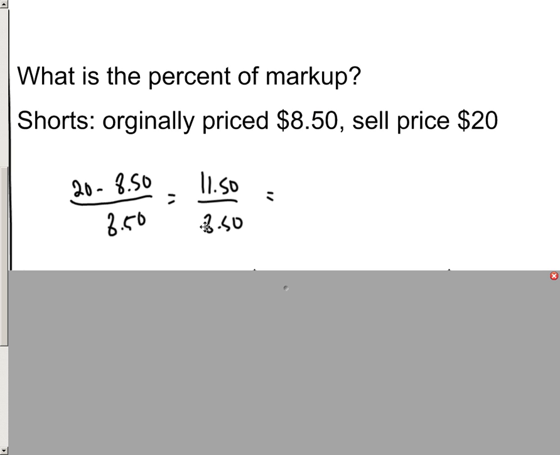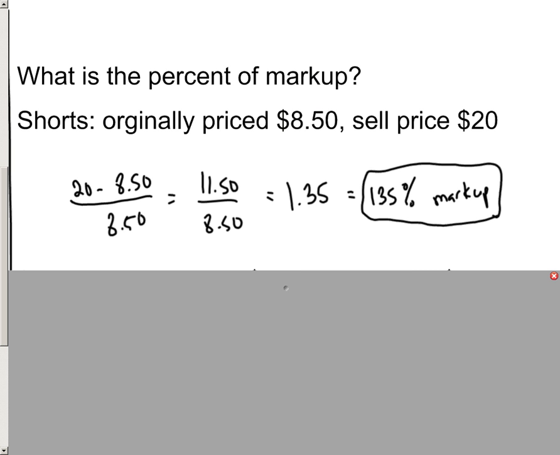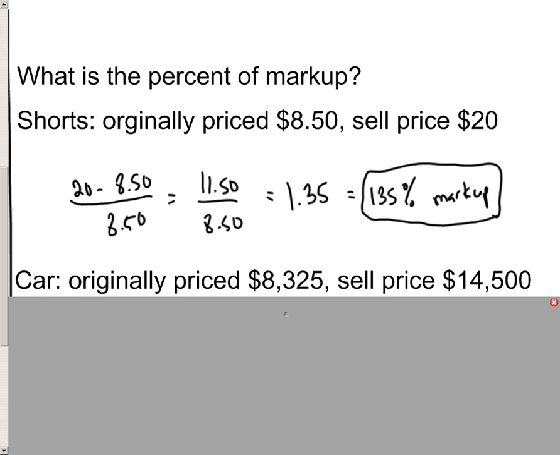And what's 1150 divided by 850? We get 1.352. So let's just round that to the 5. And then we just slide that on over, and that would be 135% markup. So again, it's another healthy markup there. But it's not outrageous, because I mean, how many of you would pay $20 for a pair of shorts? Most people would if they like them.